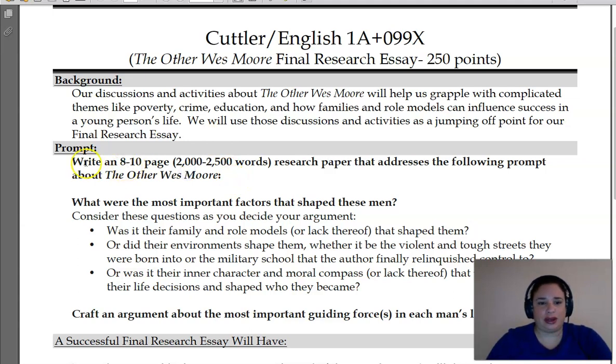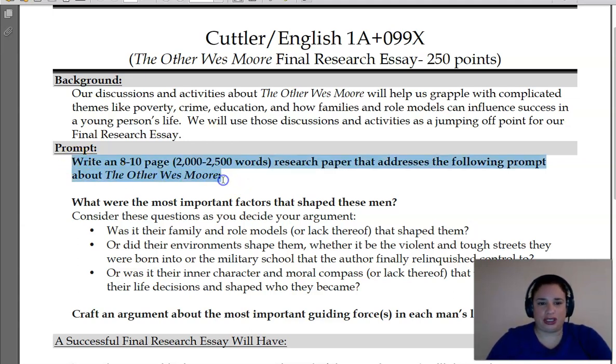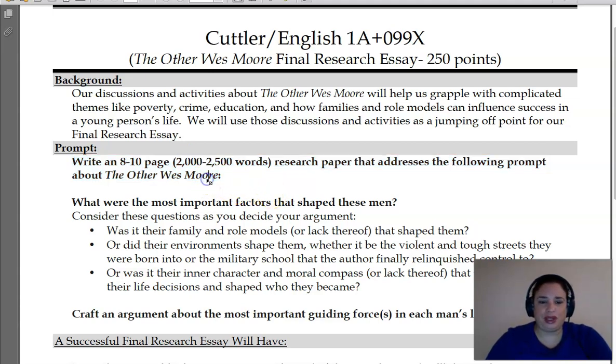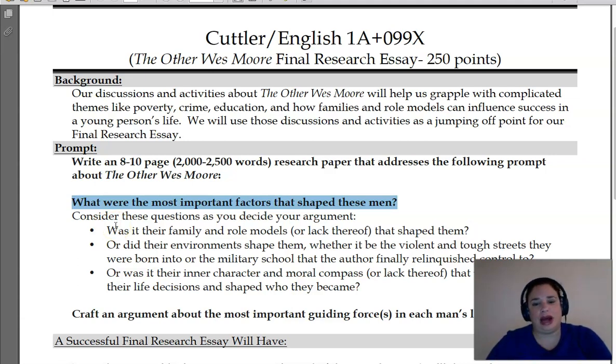So let's look at what the requirement is first. It's an 8 to 10 page paper, which generally works out to be about 2,000 words as a minimum. And we're going to use some of the main themes in the book for the Other Wes Moore as our starting point. So some of you may have already finished the book, some of you may be about halfway through, but even if you haven't finished, it's good to have this overall question in your mind now.